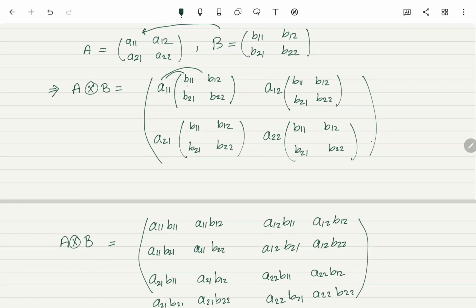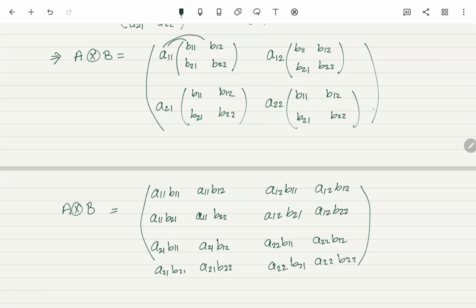Two things we have to pay attention to. First, A and B don't need to be of the same order, so A could be 2 by 2 and B could be 1 by 2, or any order, to perform the direct product. And note number 2: if A is a 2 by 2 matrix and B is a 2 by 2 matrix, the resultant direct product of A and B will be 4 by 4, or in other words, 16 elements.